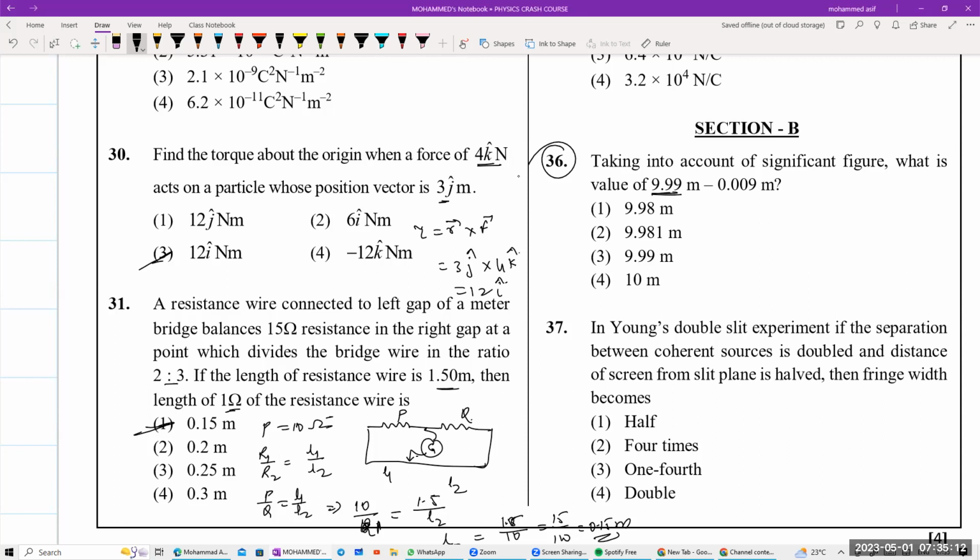तीन सिग्निफिकेंट में आपको आंसर लिखना है. 9.98, very good. क्योंकि पॉइंट के बाद यहाँ पर 2 है बेटा, यहाँ पर पॉइंट के बाद 3 है डेसिमल के बाद. So that case should be taken.